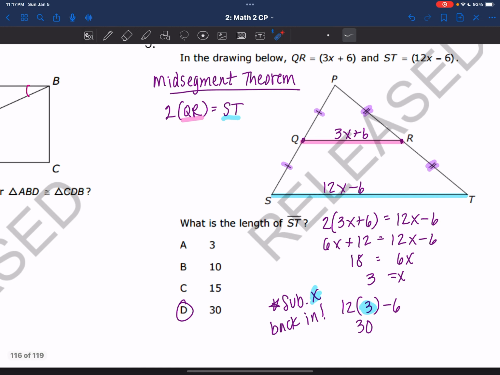Now at the very end, once you solve for x, don't forget to plug this back in to here because it's asking for ST. So once you get 3, substitute that back into there.